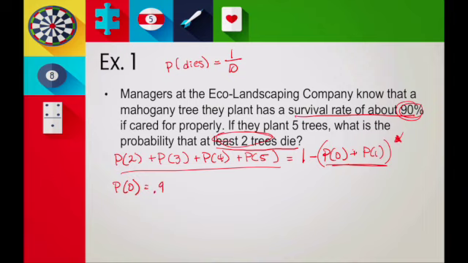So, 90% chance for the first tree, and then a 90% chance for the second tree, and then a 90% chance for the third tree, and then a 90% chance for the fourth tree, and then a 90% chance for the fifth tree. So the probability that none of the trees die is 0.9 to the 5th power, which is 0.59 approximately.